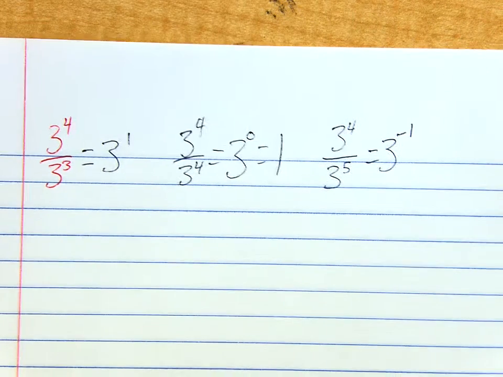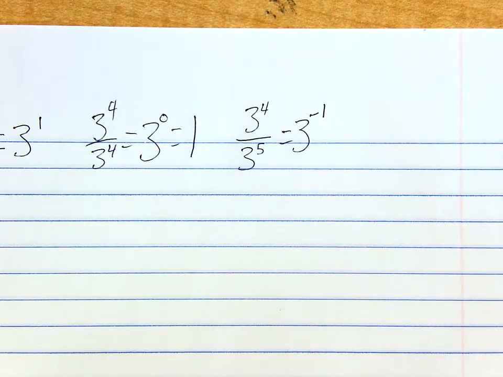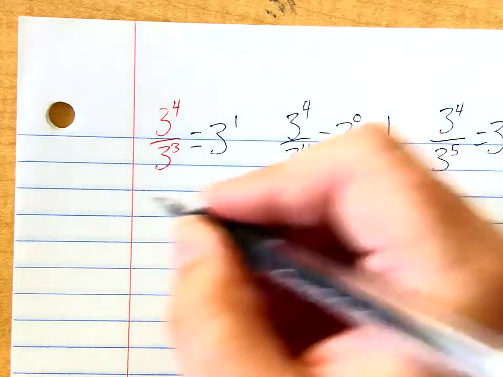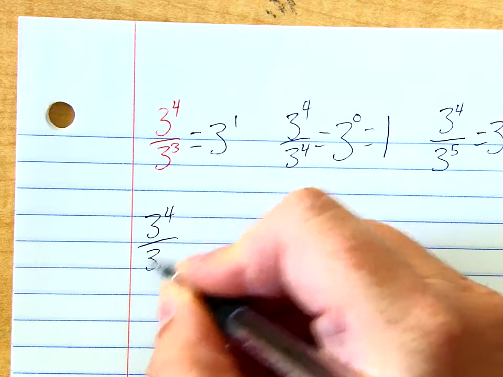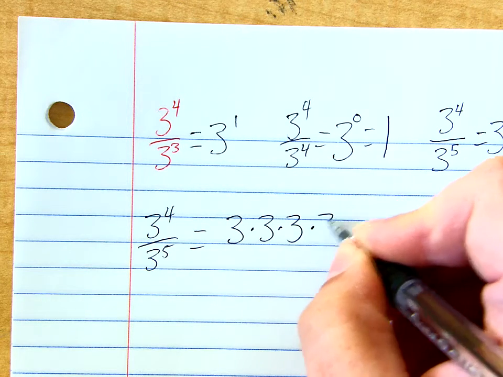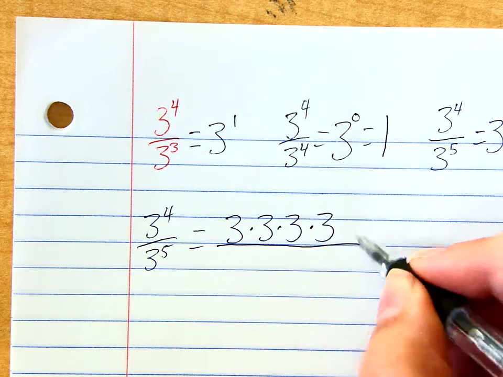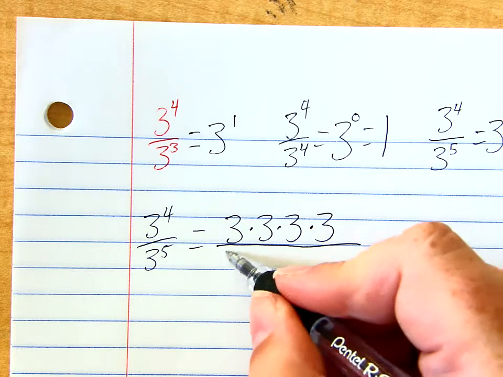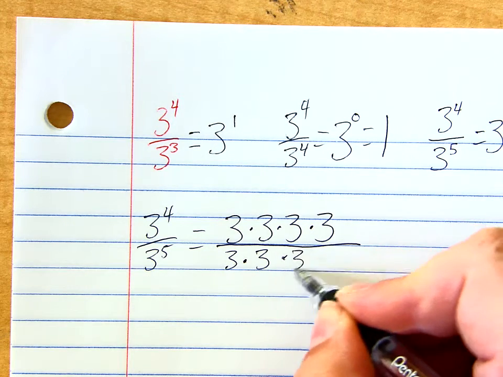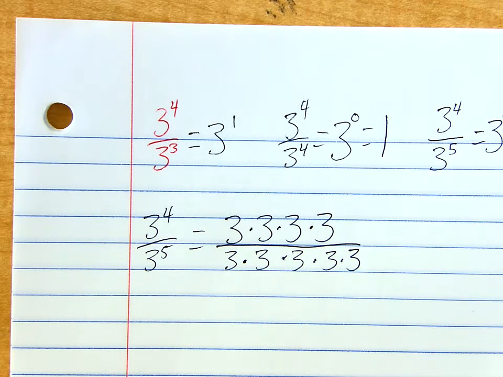What's really going on here, ladies and gentlemen, is if I were to write this out, what's 3 to the 4th really mean? 3 times itself 4 times, yes, exactly. So here, I'll write it down here. 3 to the 4th over 3 to the 5th. 3 to the 4th is 3 times 3 times 3 times 3. Agreed? Okay. And then in the denominator downstairs, 3 to the 5th, same idea, but I have 5 of them now.